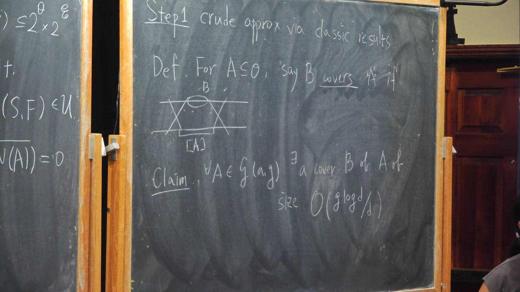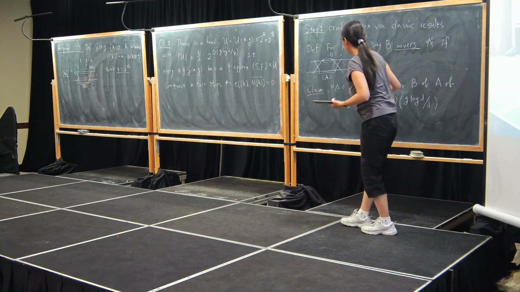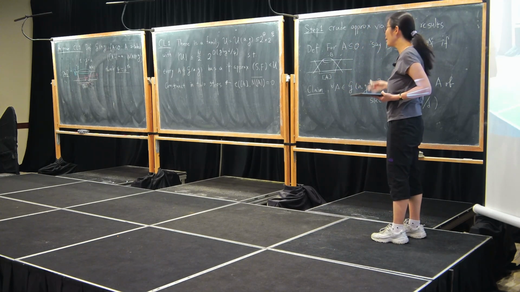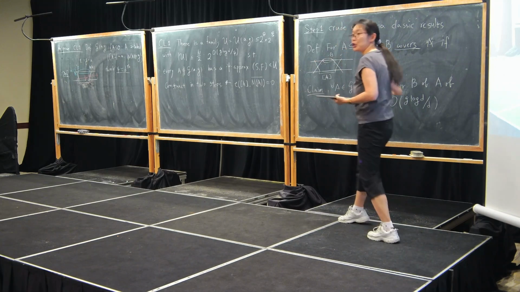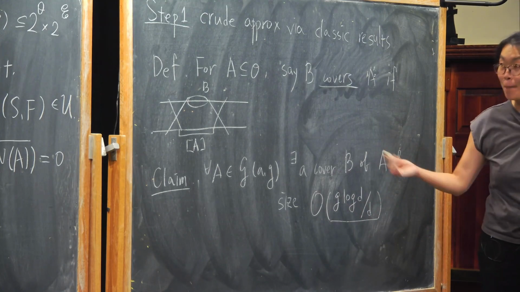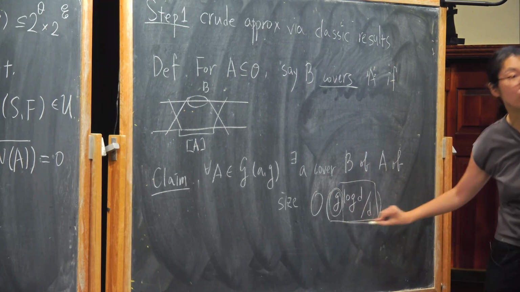Have you seen this before? This is pretty classic. No? Okay, then I think this is good to know. And this does not require A to be too large either. It just requires the size of the neighborhood of A to be G. In that case, you can find a cover of this size. And compared to the size of the neighborhood, this cover is very, very small.